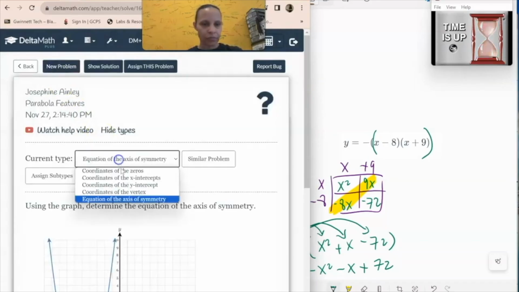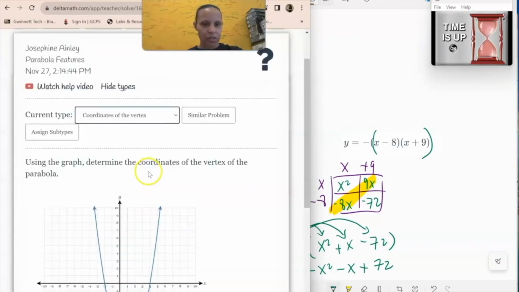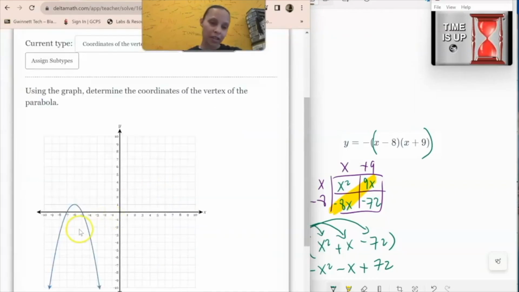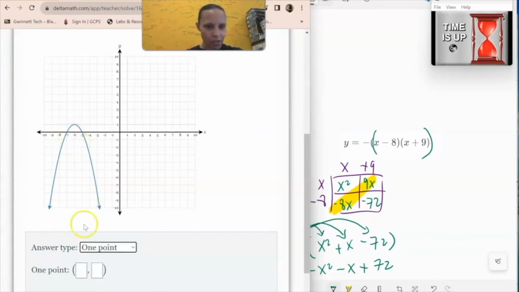All right, coordinates of a vertex. Similar problem because I already had a minimum. I just want to do one that's a maximum. So maximum, again, the vertex is either the top or bottom of the graph, which is here, the top. So this is going to be 1 point, and the vertex is -6, and +1. So you put your x value first, -6, and then your y value 1. So -6, 1 right here.